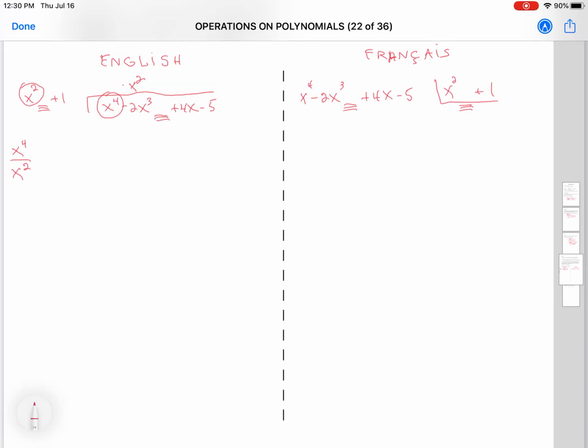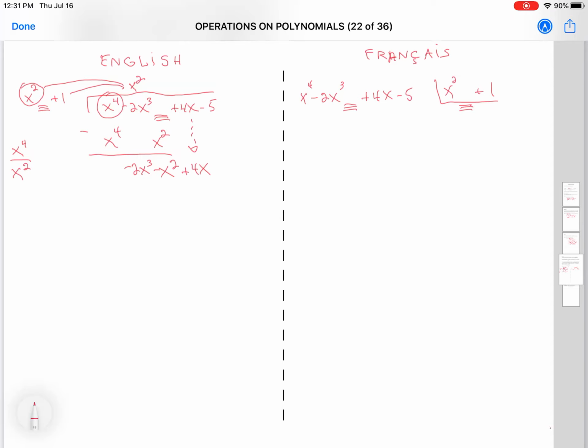And now what do we do? We take that x squared and we multiply it by the 2 terms that are here. x squared times x squared is x⁴. x squared times 1 is x squared, which I will line up with the 0x squared right above it. So subtracting, the x⁴'s cancel. That's minus 2x³. Now 0 minus x squared, that's minus x squared. And as you may remember, we bring down the next term and we are ready for the second step.